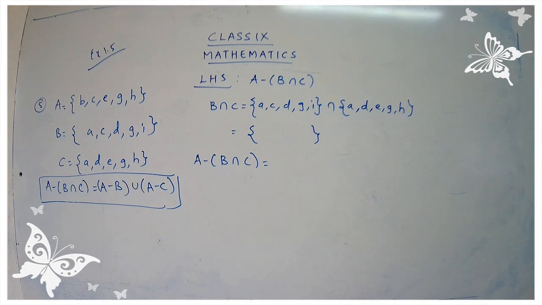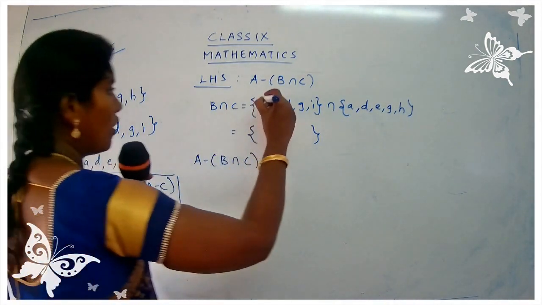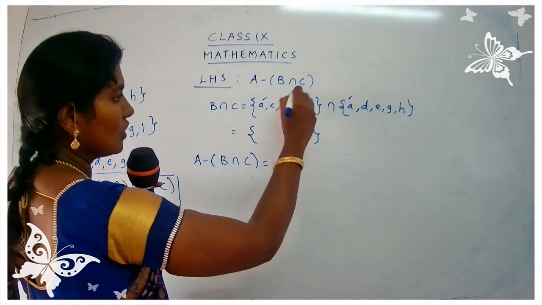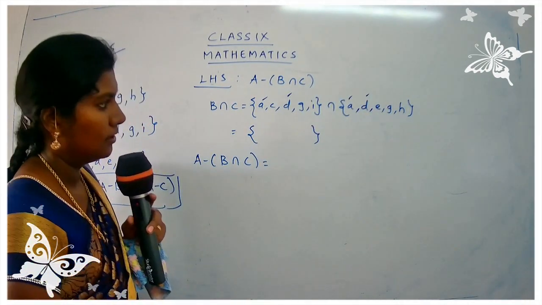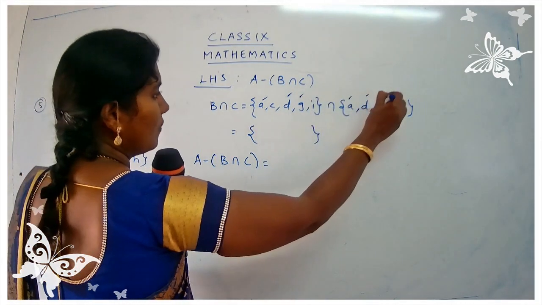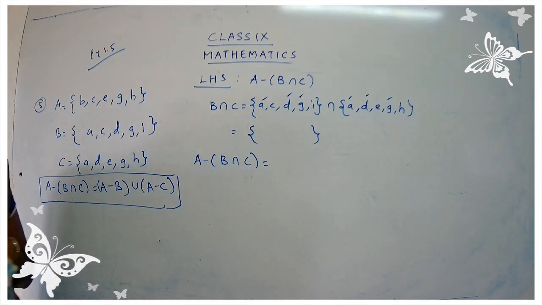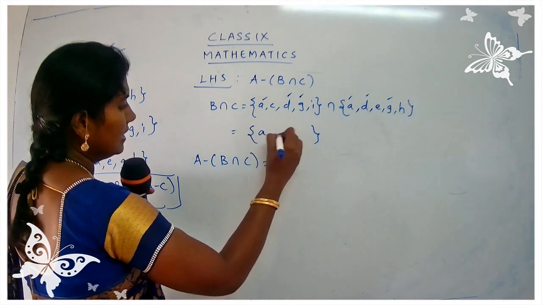Have you found the common element, children? What is common for B and C? Let us have a check. A is common, okay. D is common, okay. And yes, G is common. That's all. A, D, G. Okay, so let's write down the common part A, D, G.